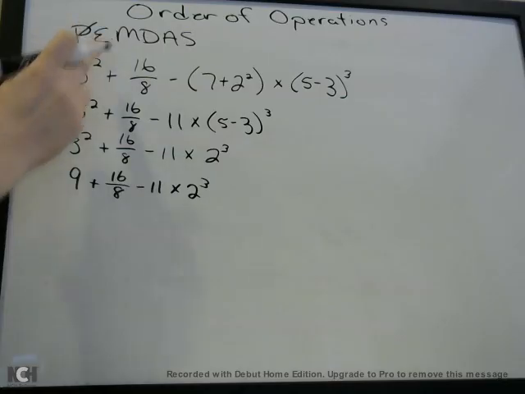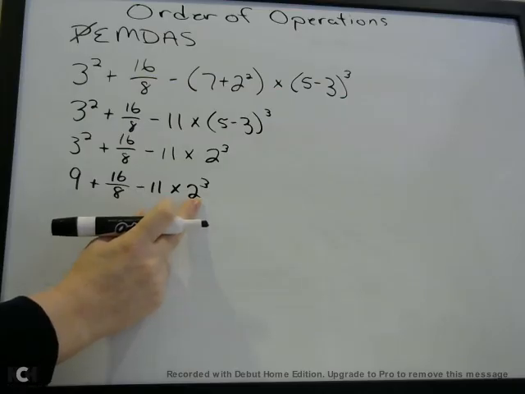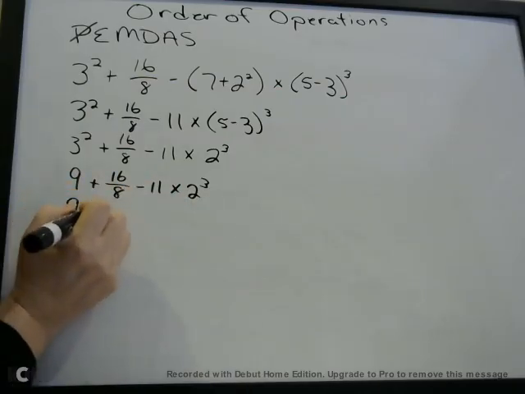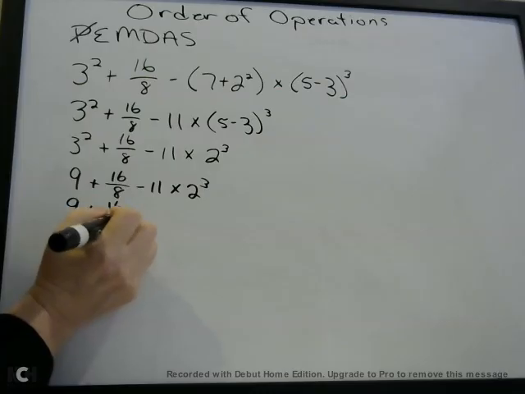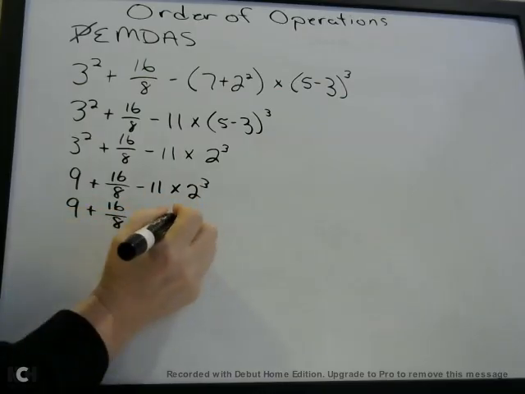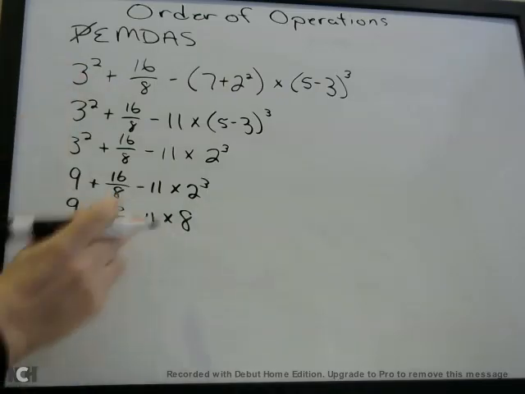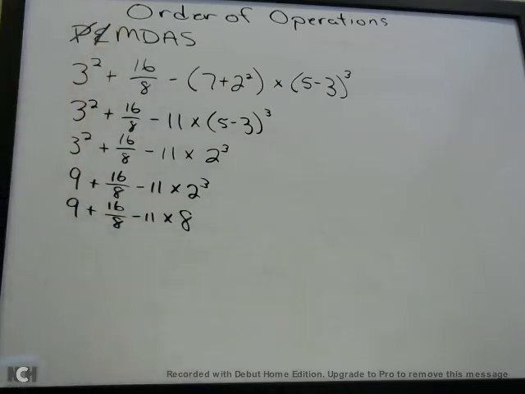So we still have an exponent, so we're still on E. 2 cubed. 2 times 2 times 2 is 8. So I just replace that. 9 plus 16 divided by 8 minus 11 times, so instead of 2 cubed, I'm going to write 8. So now we don't have any more exponents. We're done with E. Next we're going to move into M, multiplication.